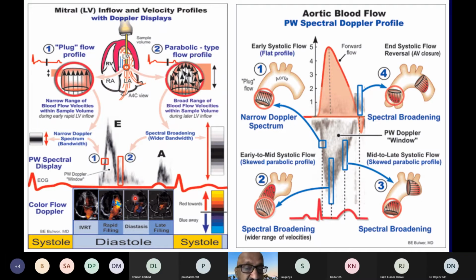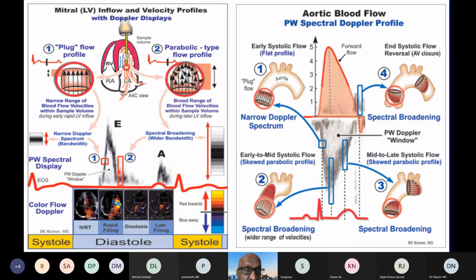And just after that, there is equalization of pressure in the left atrium and the left ventricle, and hence the velocity profile will show no flow. This is called the diastasis phase of the diastole. There is nothing happening during this time. This is a fraction of a second. And towards the end of the diastole, the atrium contracts and contributes to about 20% of the left ventricular filling.